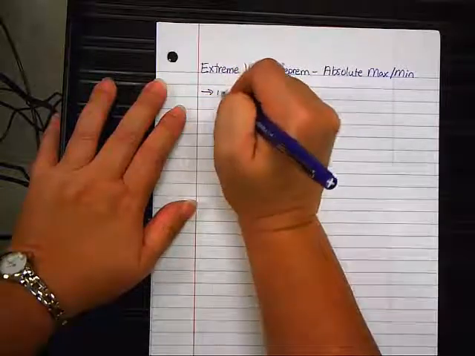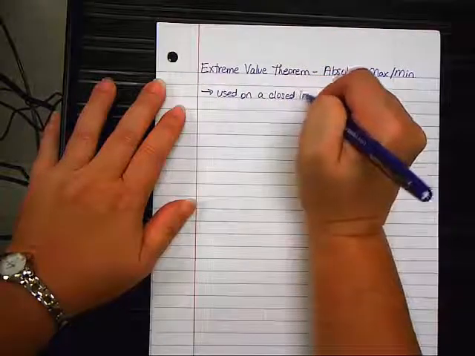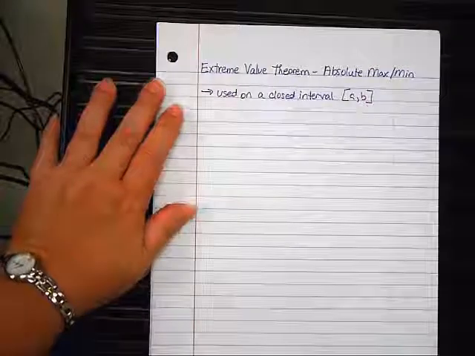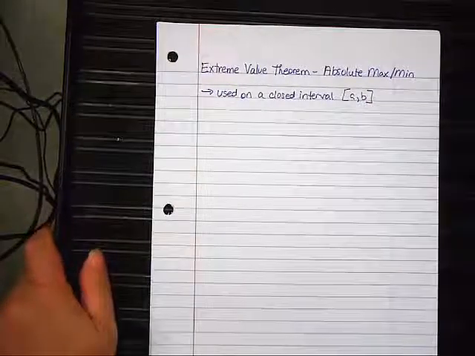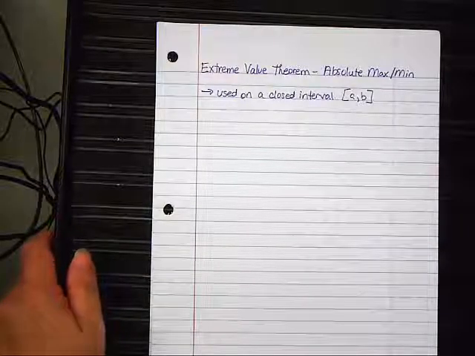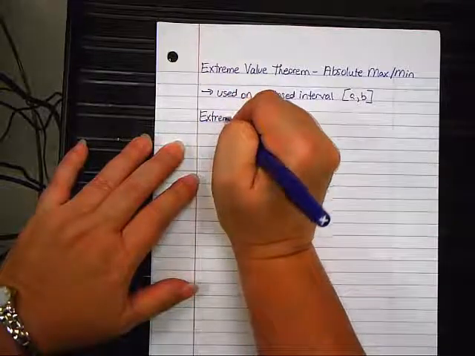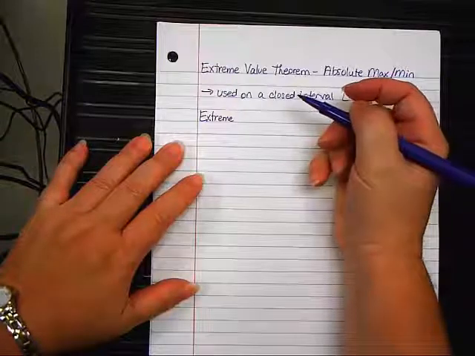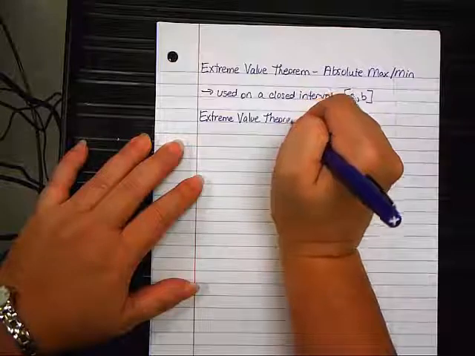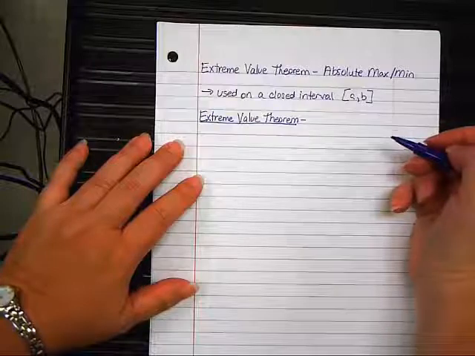Now, this is used on what we call a closed interval, which is written bracket A, comma B, bracket. And once I talk about what the extreme value theorem says, it will make sense why it has to be closed. Okay? I'm going to go ahead and write it out as it's written in the book because it's actually one of the easiest ones to understand, even in its mathematical terms. The extreme value theorem is as follows. And you can call it EVT if you want to.